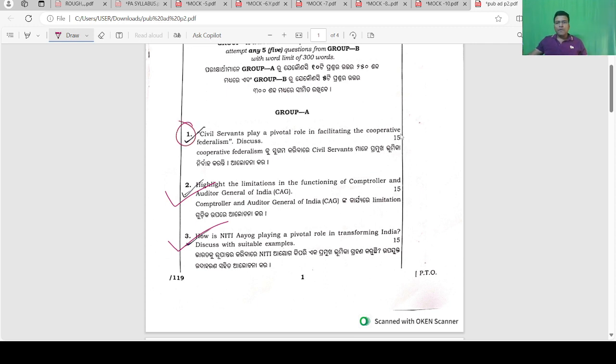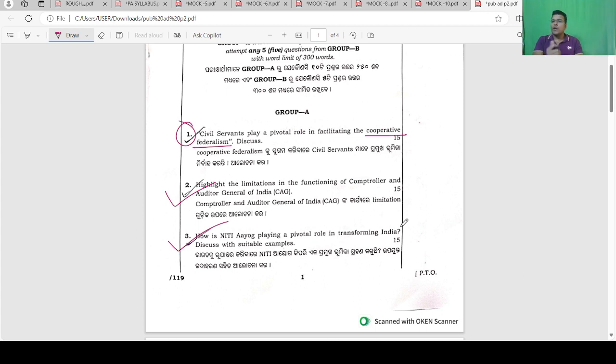Civil servants play a pivotal role in facilitating cooperative federalism, so you should write about what federalism is according to Article 1. India is a union of states. India is neither a unitary country nor a federal country; it is a quasi-federal country according to K.C. Wheare. And regarding the concept of federalism: first, after independence, we had centralized federalism; after that, bargaining federalism; after that, cooperative and competitive federalism. So how does a civil servant play a pivotal role in facilitating cooperative federalism?